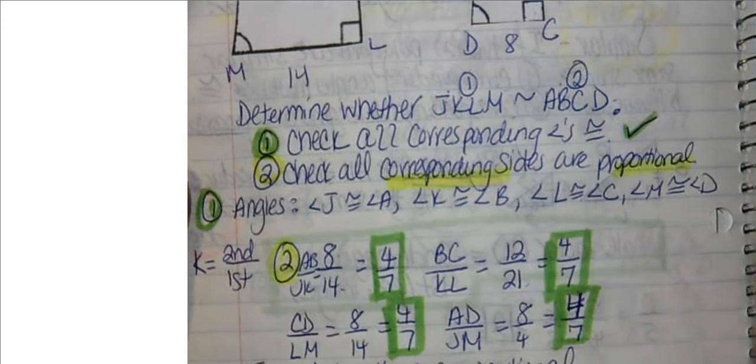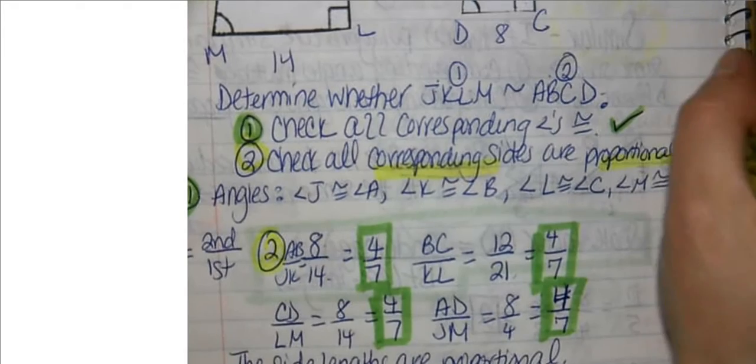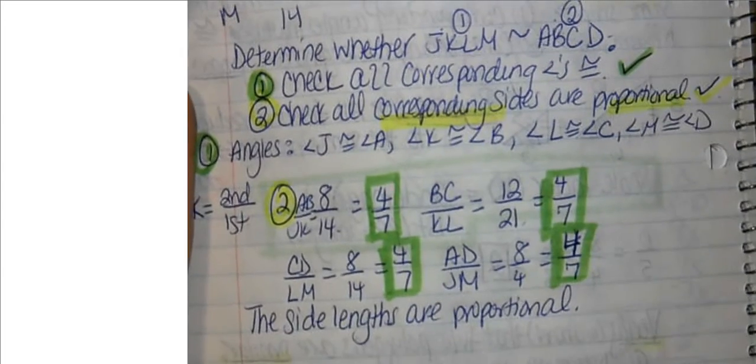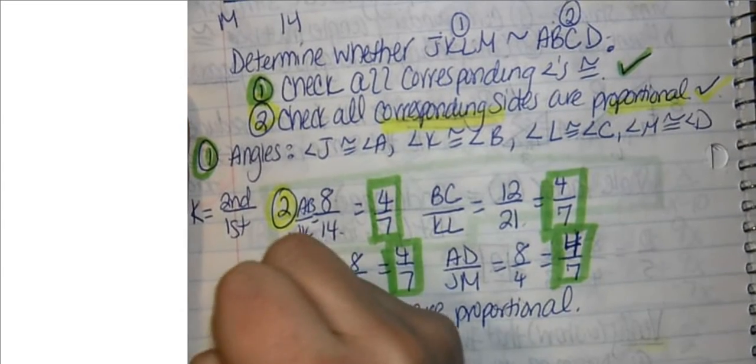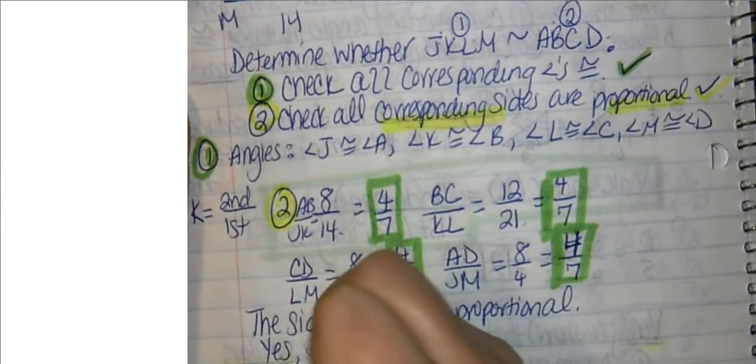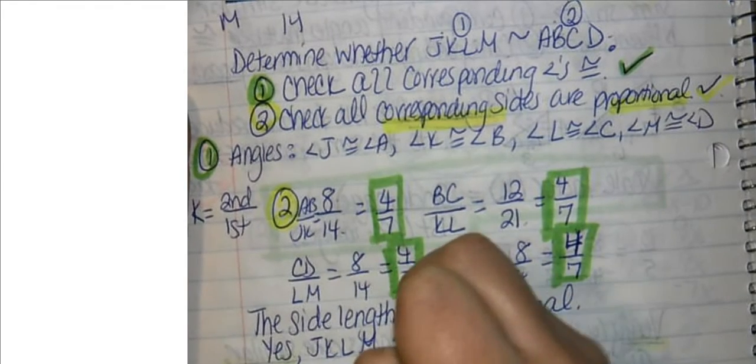So I can put a check mark. Since I have determined that all corresponding angles are congruent and the corresponding side lengths are proportional to each other, since I have check marks on both of those, I can say yes. JKLM is indeed similar to ABCD.